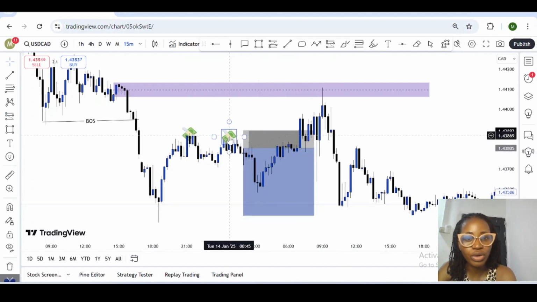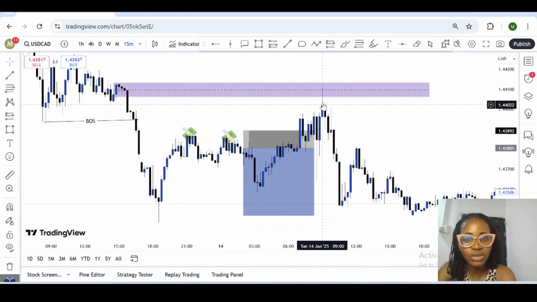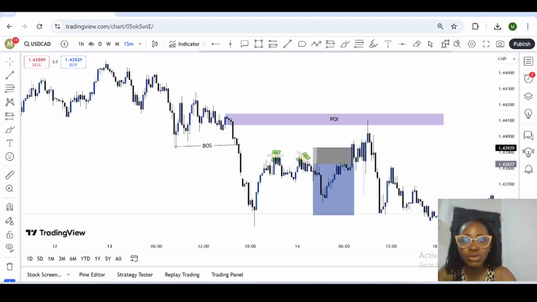So the liquidity that we were seeing here was swept before price tapped into this origin here and delivered to the downside. Okay, we can also spot liquidity on a trend line, but this video is already too long. Okay, so these are ways to spot liquidity.